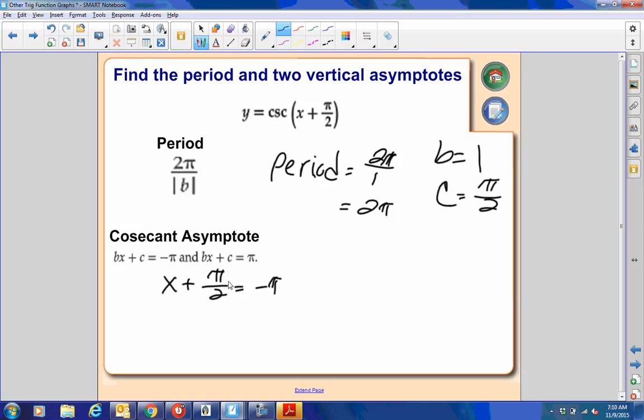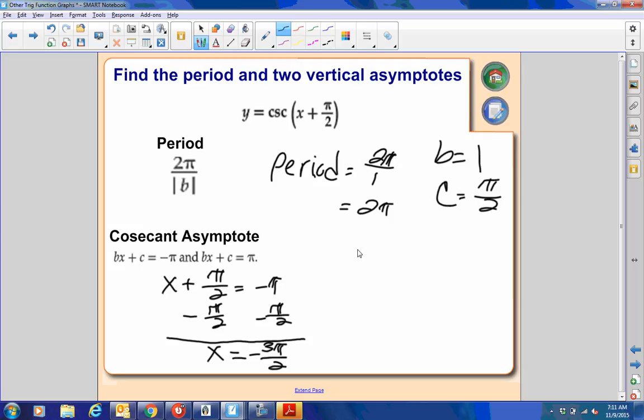Now remember, for simplifying purposes, we just ignore the pi and act like it's a variable and subtract or add the numbers and then just put the pi back in there. So I'm minusing pi over 2, but really in my calculator I'm minusing 1/2 from 1. And so I get x equals negative 3 pi over 2.